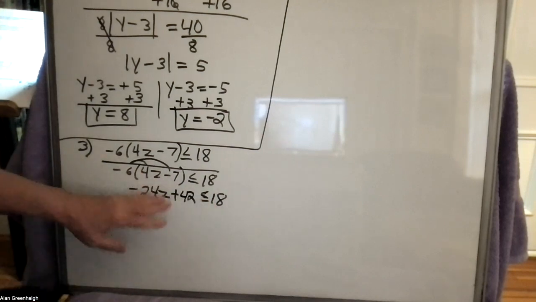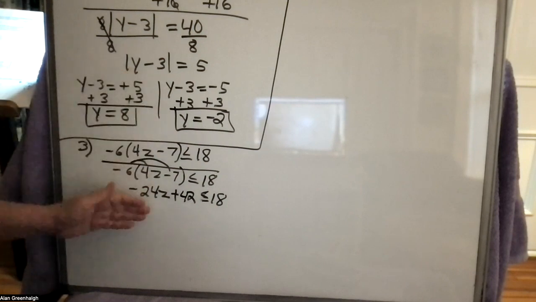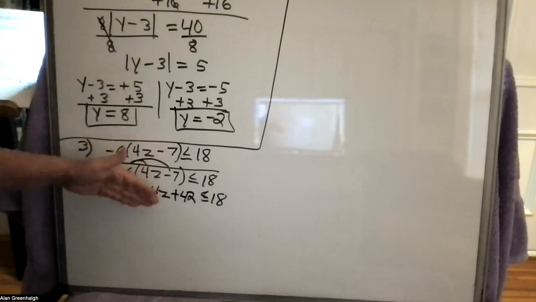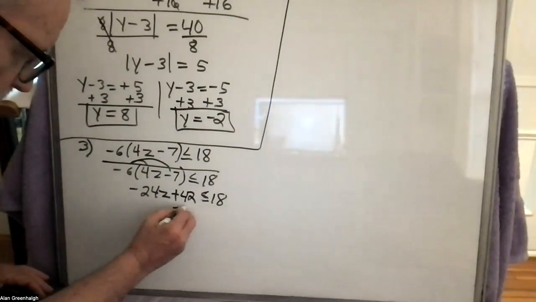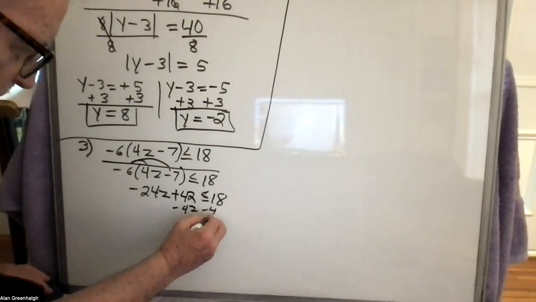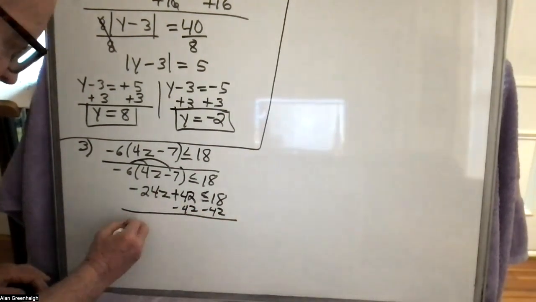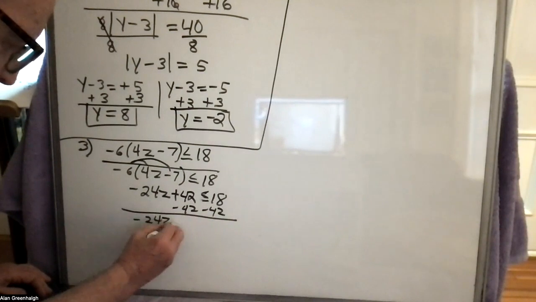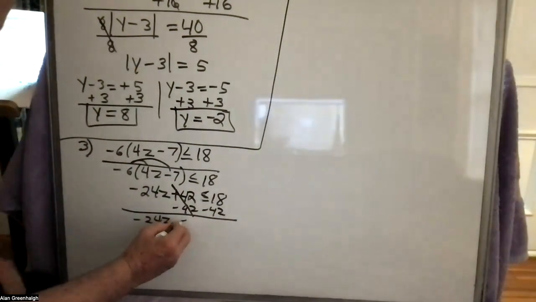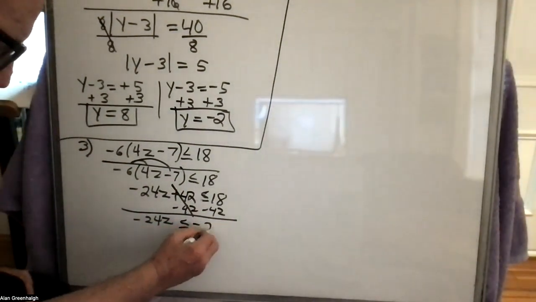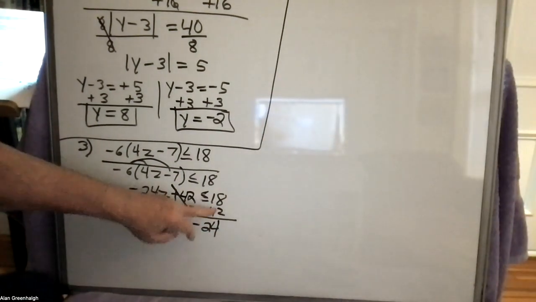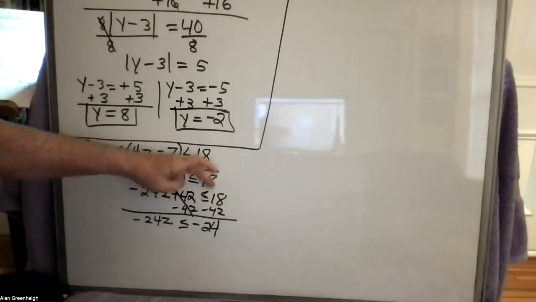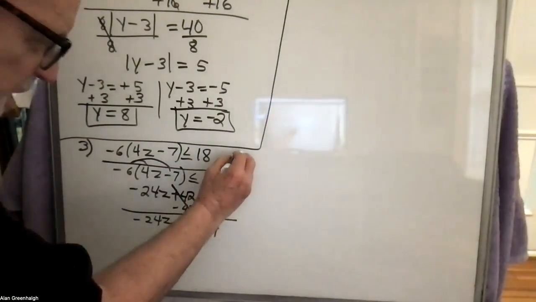Okay, now I didn't edit that out of the video because I wanted you to see that when a mistake is made, you can find your own mistake very easily and then correct it. So -42, -42, -24z, this cancels out, is less than or equal to -24. And here, you're combining two numbers with different signs. So you subtract.